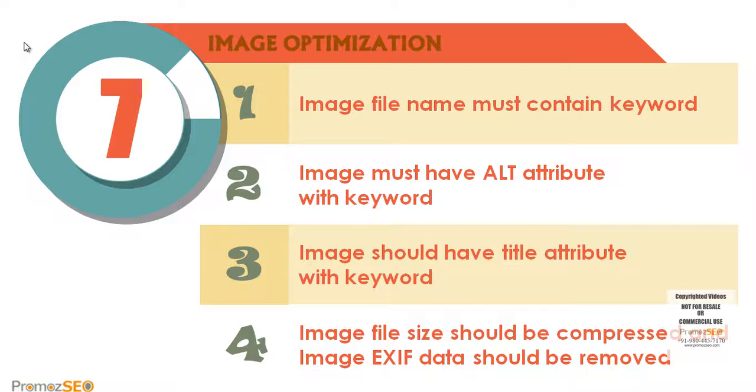But always remember that the image file name must contain the keyword, and words should be separated with hyphen. Images must have alt attribute with keyword, and you can use image title attribute also with the keyword. And obviously, as I told, image file size and exif data should be optimized.